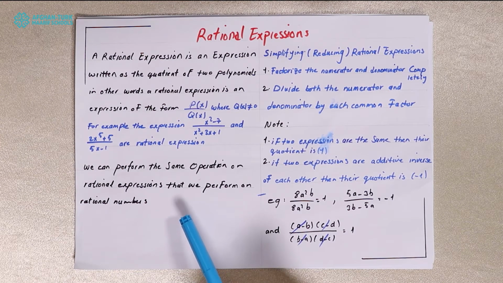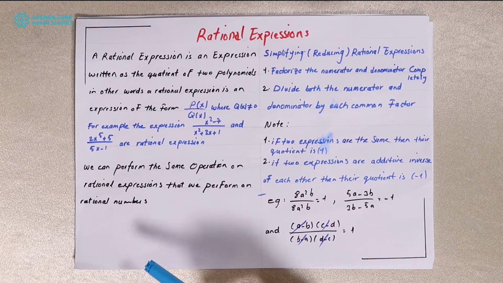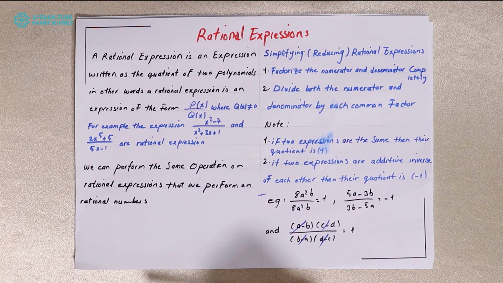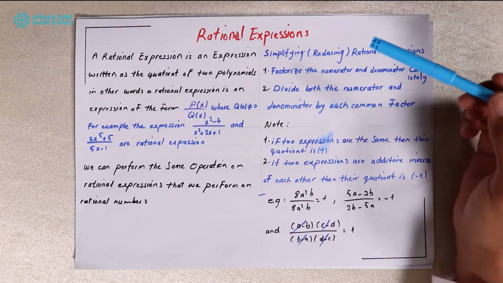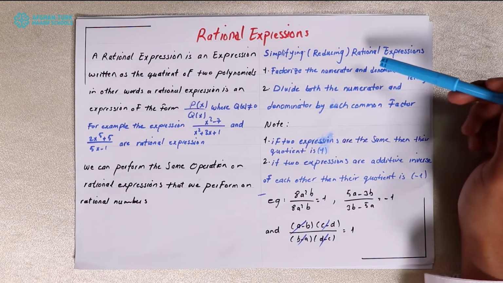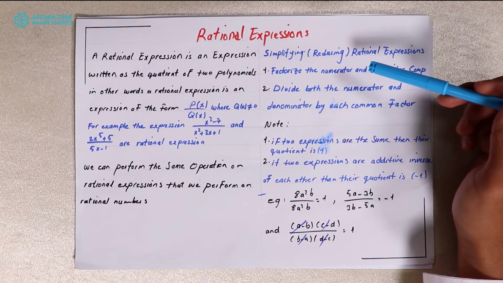We can perform the same operations on rational expressions that we perform on rational numbers. It means we have the operations multiplication, division, addition, and subtraction on rational numbers. For example, the fractions 1 over 2 plus 1 over 2, that's a rational number. And we also have those operations on rational expressions. In order to study operations on rational expressions, first of all we have to study how to simplify or reduce rational expressions.